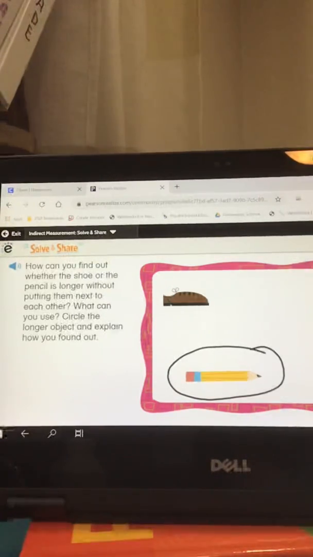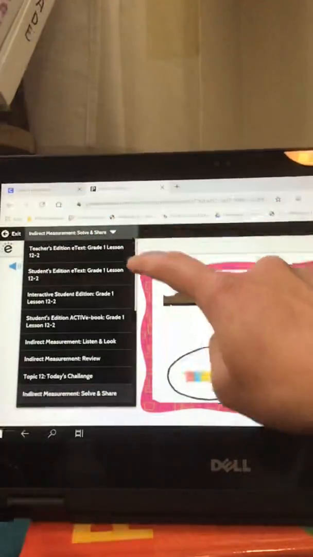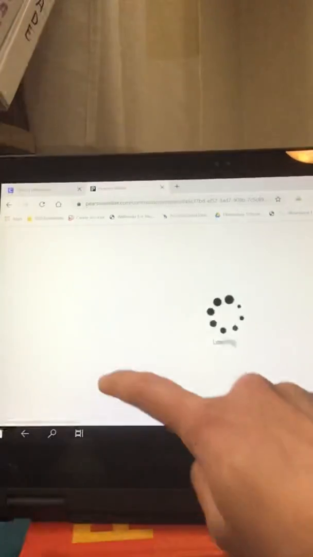And I am going to explain, just like I did right now, that I used another object to compare the sizes. So that is our solve and share for today. Let's go into our visual learning.